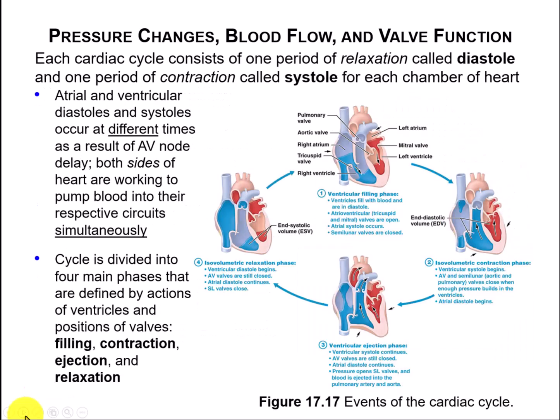So these are the 4 steps of our cardiac cycle. Each cycle consists of one period of relaxation called diastole and one period of contraction called systole. They happen simultaneously for the left and right sides of the heart. And the cycle is divided into 4 phases: filling, contraction, ejection, and relaxation.